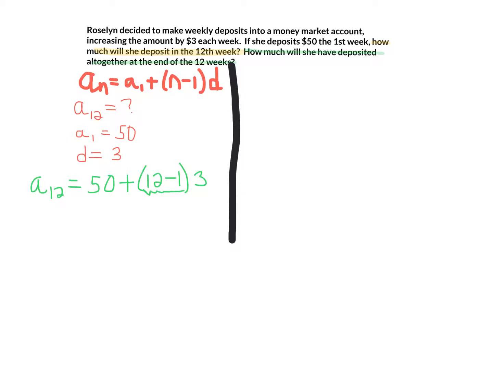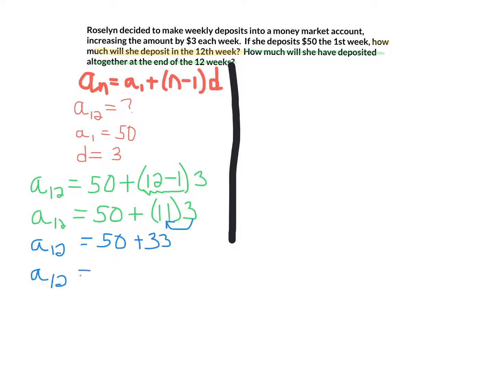So again, I'm going to start in the parenthesis, of course. So A of 12 equals 50 plus, it's going to be 11, because 12 minus 1 is 11, times 3. Alright, now, let's multiply. So we're going to multiply 3 and 11. So A of 12 equals 50 plus 33. And then to finish, add that together, we're going to get 83.